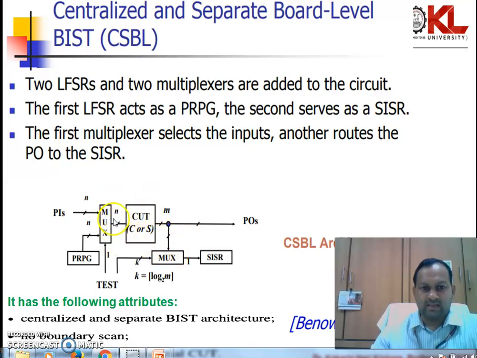In this architecture, you can observe the function. When the MUX selection is 0, the primary outputs you can observe through the CUT. When the test mode is 1, the output is connected from the PRPG, the pseudo-random pattern generator, to the CUT, and from the CUT to the SISR. Right? This is the first BIST architecture.